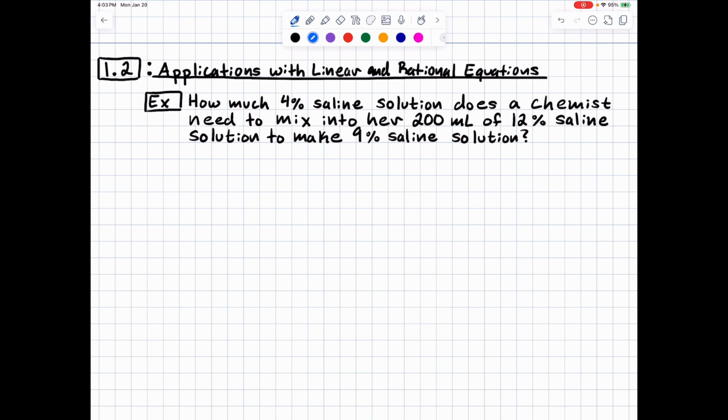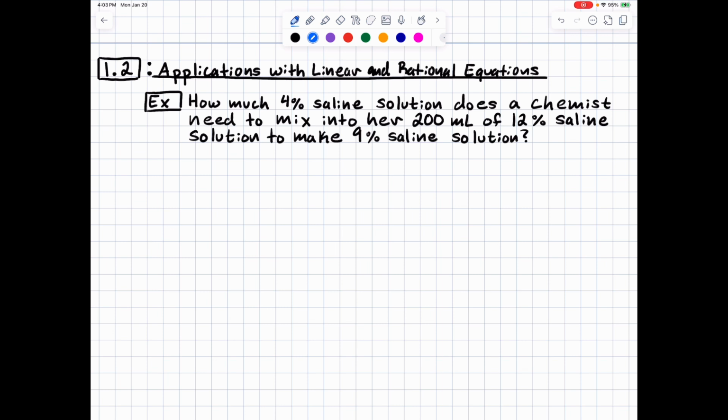The most important part about word problems is to, first of all, take a deep breath. You got this. Second of all, you're just going to want to either draw a picture or in some way organize the information. And third of all, at the very end, you're going to want to write a sentence.